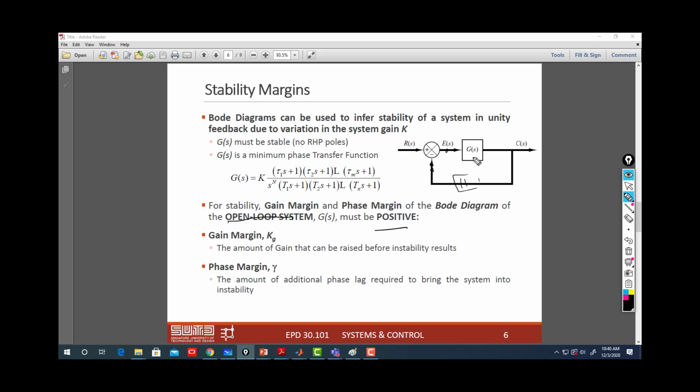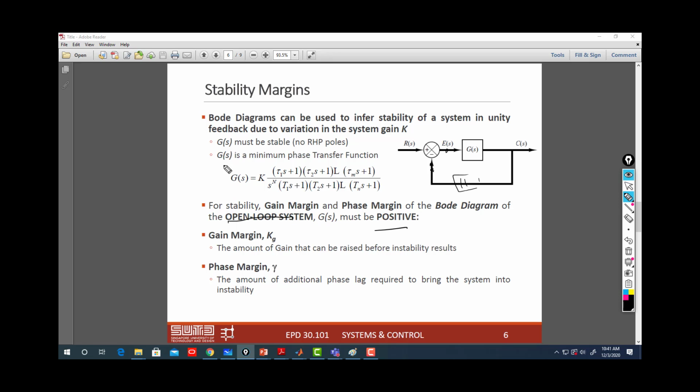So you need to draw for me the Bode diagram in the exam for the open loop system and check if the gain margin and phase margin are positive or not. Maybe I give you a trick and tell you G of S by itself, the gain and phase margin are stable, but I'm putting here H. When you multiply G by H, you may find out the system becomes unstable. So for stability, that's what you need to look for. Gain margin and phase margin must be positive for the Bode diagram of the open loop system.